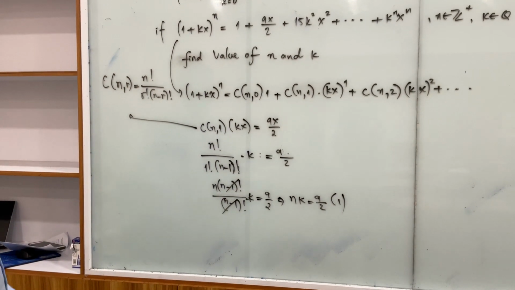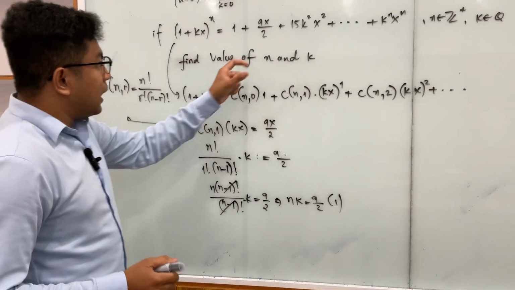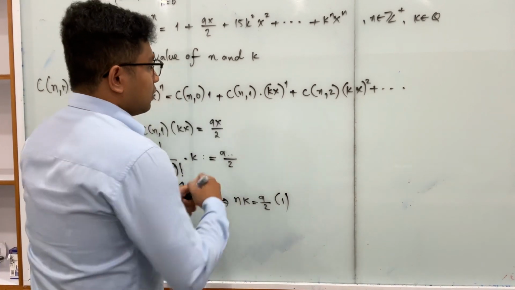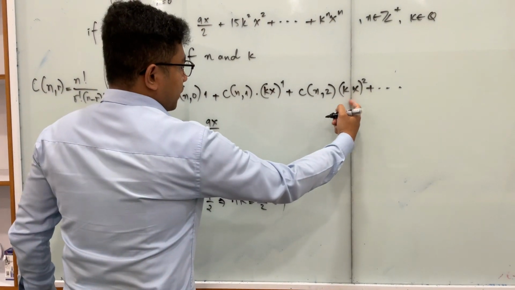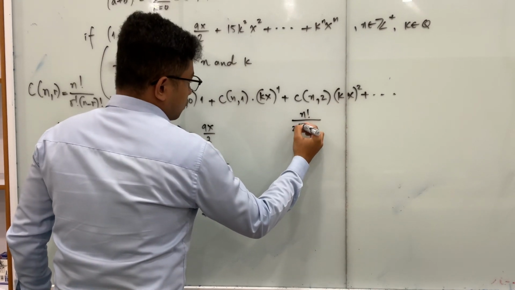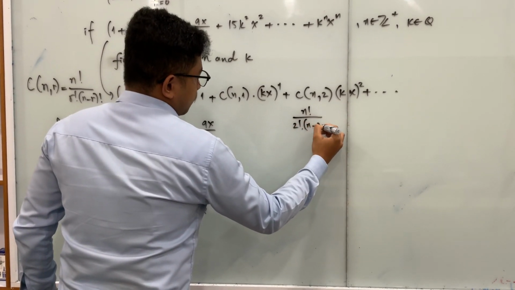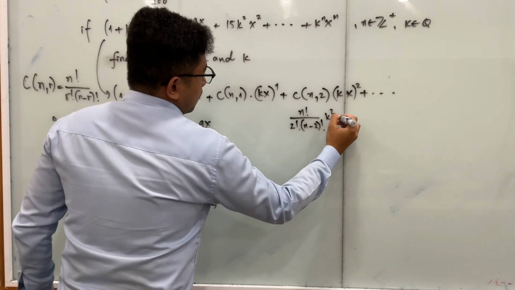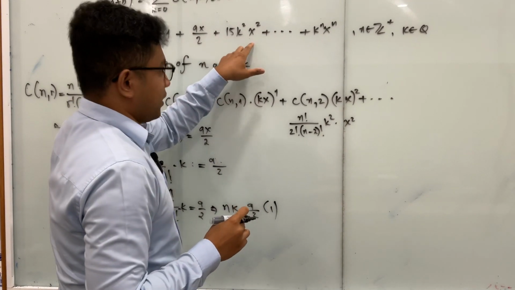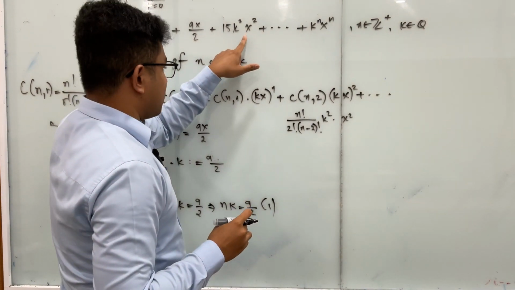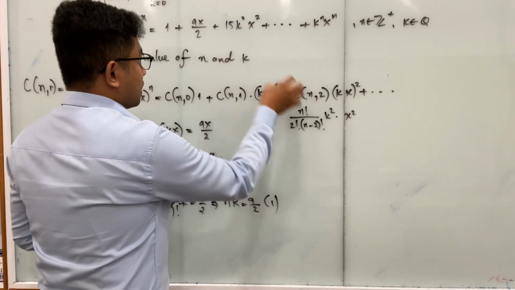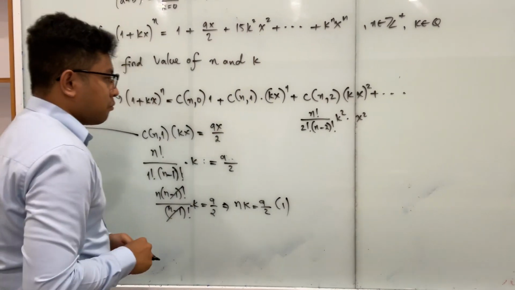And the second thing, we can consider 15k² equal to this. If you expand this, that will be n factorial over 2 factorial and (n minus 2) factorial, and k² and x². So in this term we can see 15k² times x². This also has x² and this also has x², so then we can consider this equal to 15k².